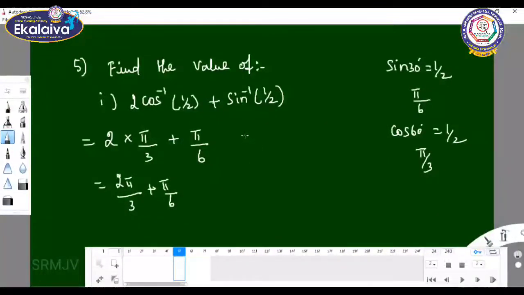So you can take the LCM, which is 6. Six into 2 into 2 gives 4 pi plus pi. So what is the answer? The answer is 5 pi by 6.